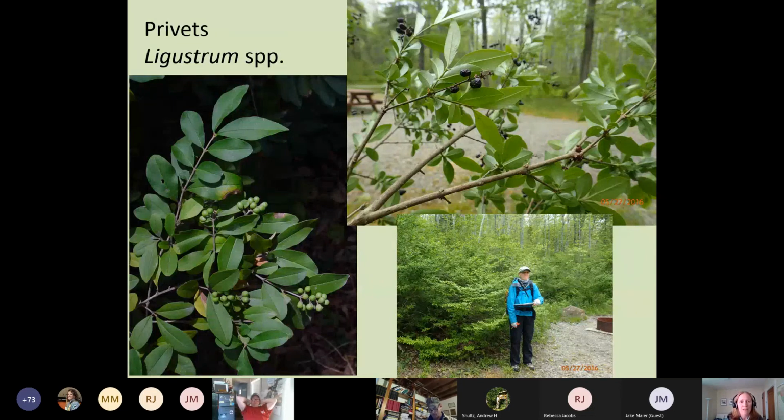Next, we come to privets. These are shrubs that were widely planted for landscaping. They've been used in hedges. The bottom right photo is me standing in front of some large privets at Cannon Hill State Park. These are opposite-leaved shrubs, as you can see in the photographs on the top and the left. And the leaves are toothless. They come to a point at the tip usually. The clusters of flowers and fruits at the ends of the twigs are helpful to distinguish it from honeysuckle, which has fruits that appear in pairs.